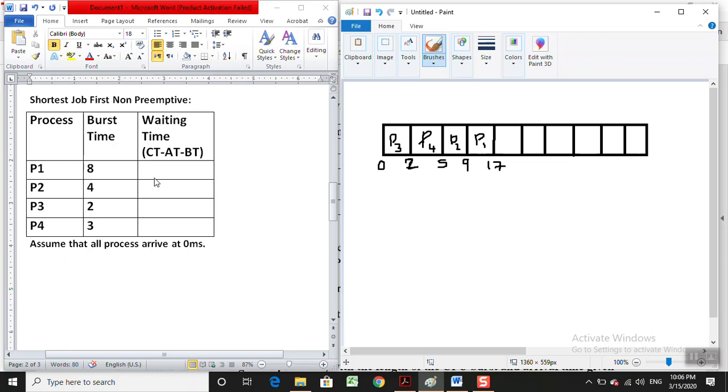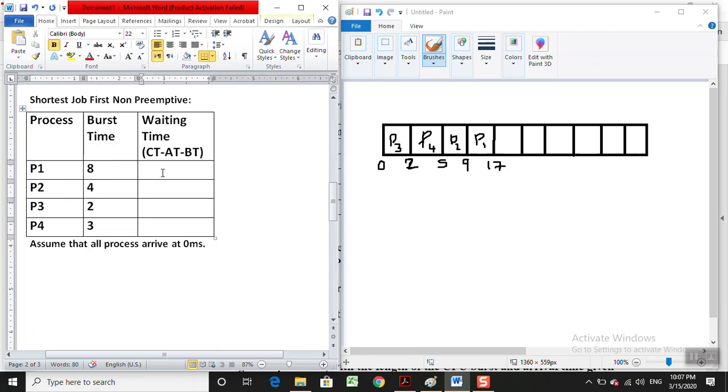So what is the waiting time here? Waiting time can be calculated using this formula: completion time minus arrival time minus burst time. We are assuming that all processes arrive at 0 milliseconds, that is, at the start itself all the processes have arrived. Clear my point?